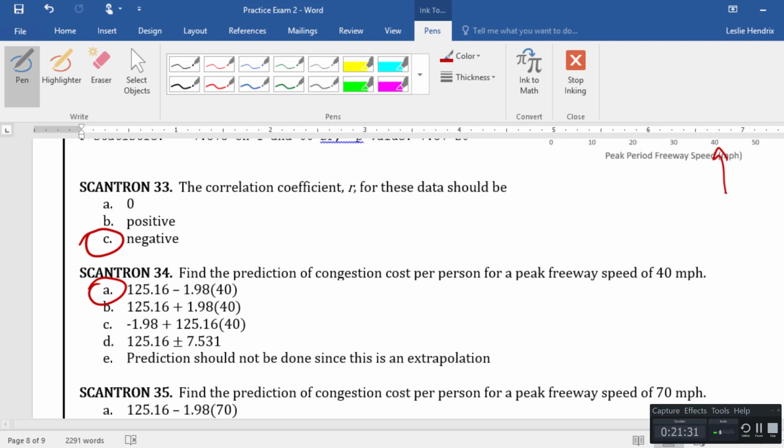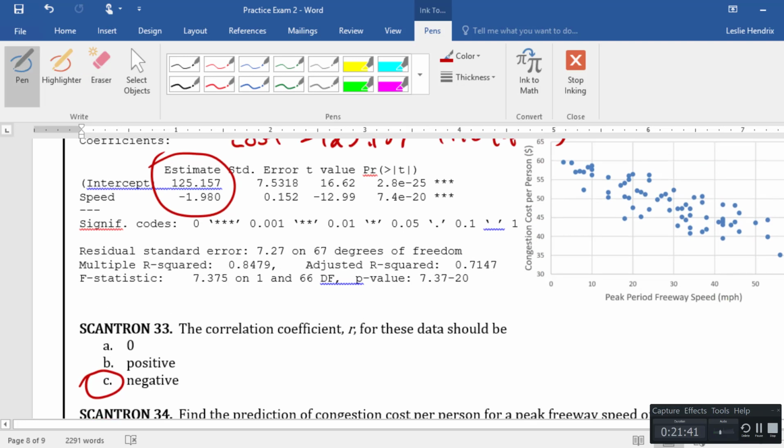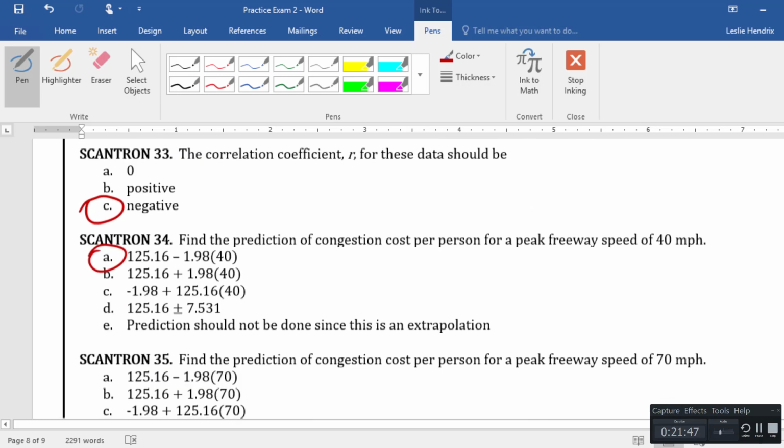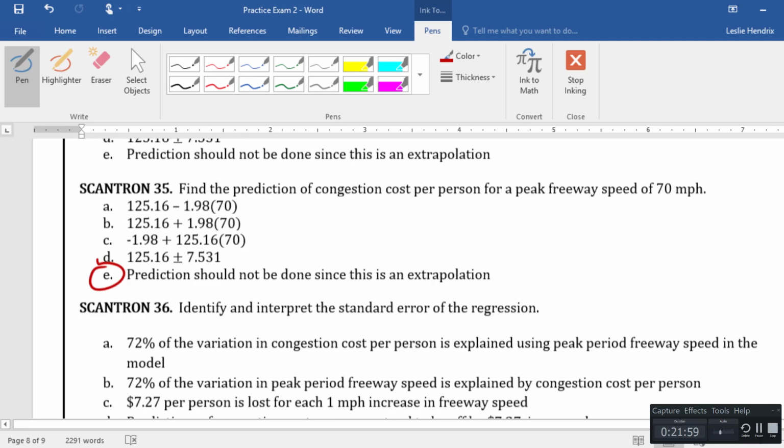All right, so the first thing we have to do is look and make sure that the number we want to predict from is within the range of the x's that we observed, and it's not. 70 is off the chart over here. So that's going to be an extrapolation. So you shouldn't predict based on a speed of 70 because we don't know what the model would look like out there if we were to collect data. That's called extrapolation.